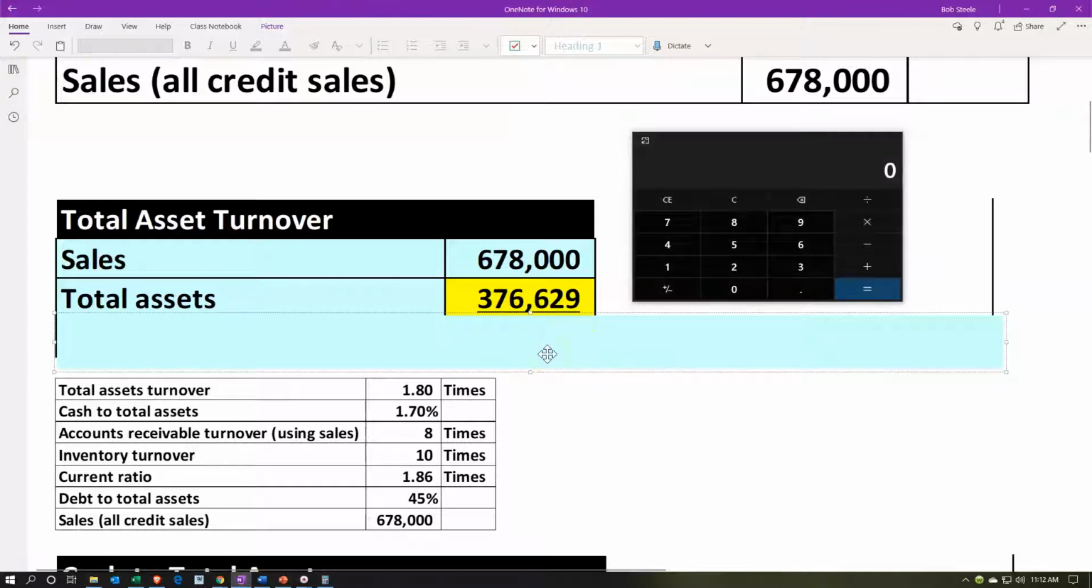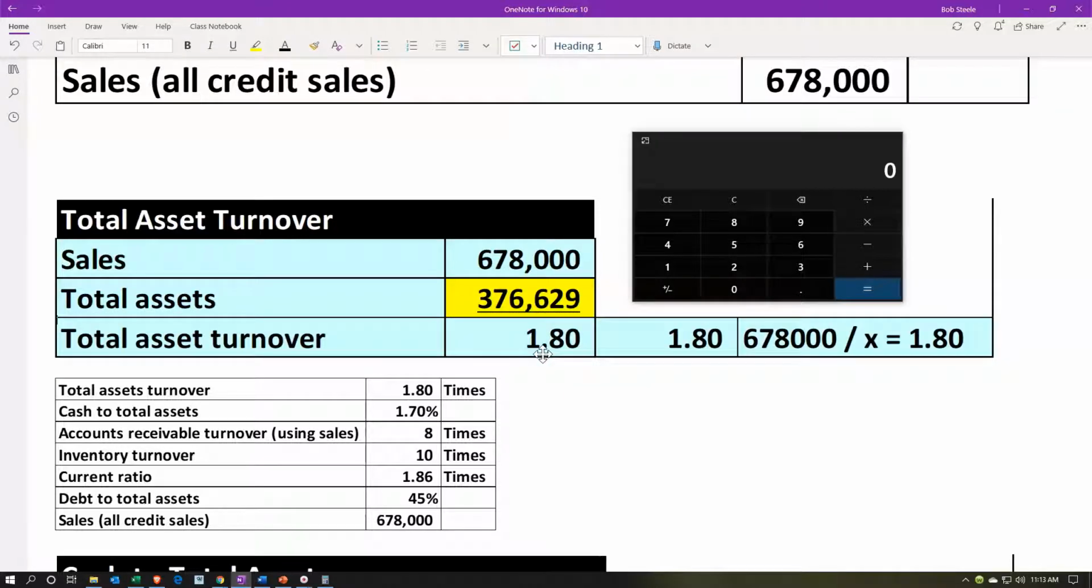And then we don't know the total assets. That's the unknown. I have it in yellow here. I have the answer in there, but just note that it's yellow, indicating that we don't know that. That would be the unknown. And then we have the total asset turnover, which is what was given, the total asset turnover being 1.8.